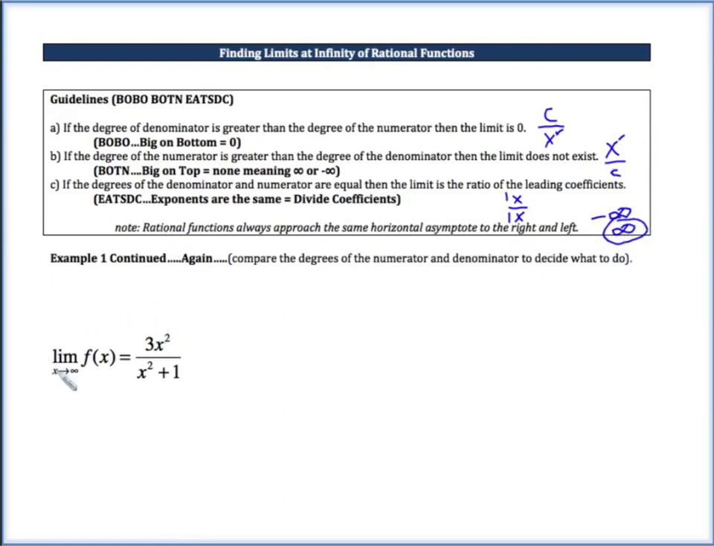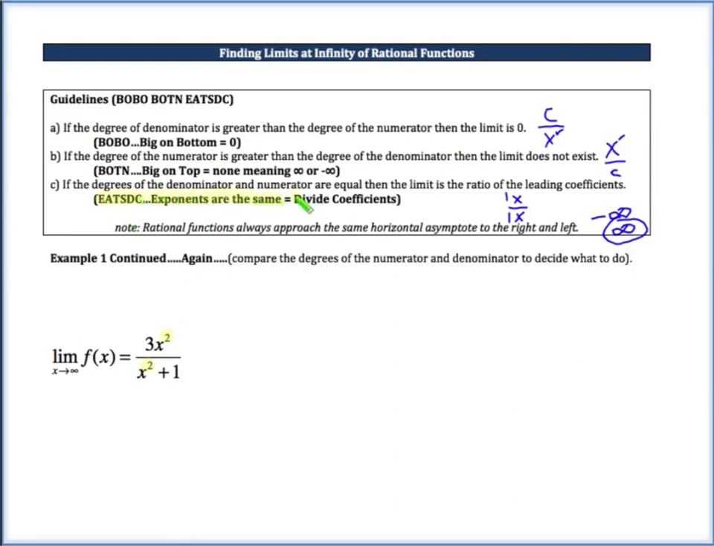Okay, so let's try our example 1 again by comparing the degrees of the numerator and the denominator and then deciding what to do. So here we have the limit as x approaches infinity of 3x squared over x squared plus 1. With this rational function, you look at the highest power, the greatest degree here, and in this case, it's 2 and 2. So here, the exponents are the same. Eats dc.